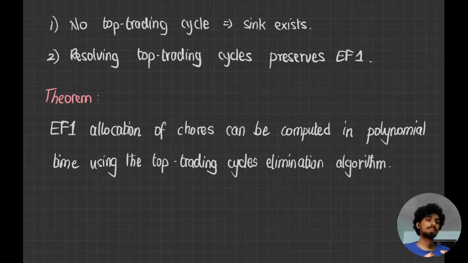In fact, they are not even going to envy anybody. It's going to be envy-free for agents inside the cycle after the cycle swap. Great. And we can also compute the top trading cycle graph in polynomial time. So now we get an EF1 allocation of chores in polynomial time using this algorithm.